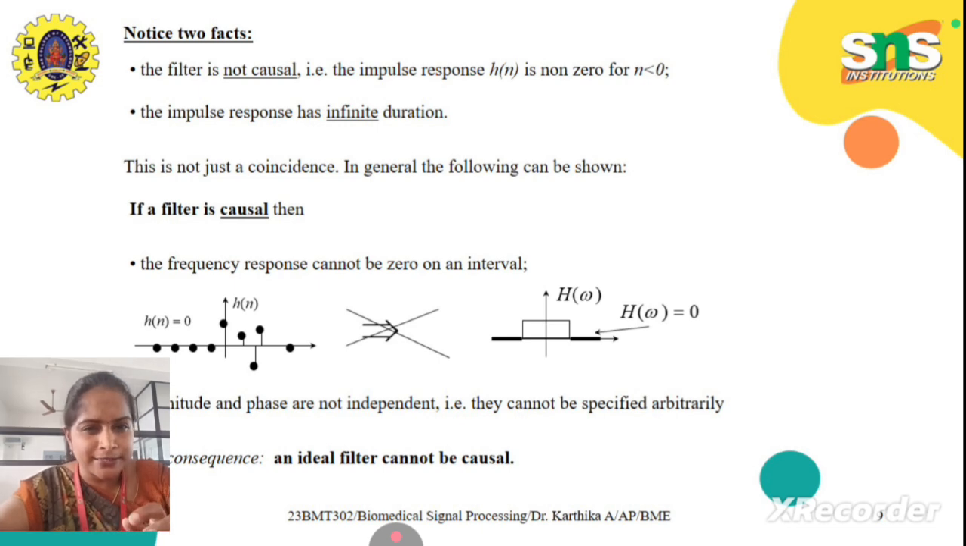Here the consequence is that an ideal filter cannot be causal. See the values of H of omega, which is equal to 0 in the stop band conditions. But the consequence is that an ideal filter cannot be causal actually.